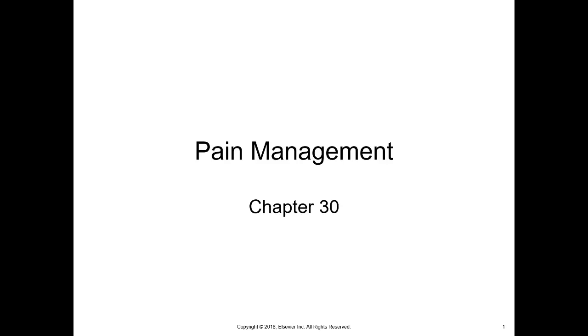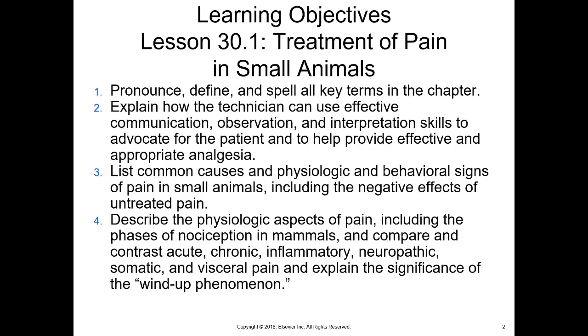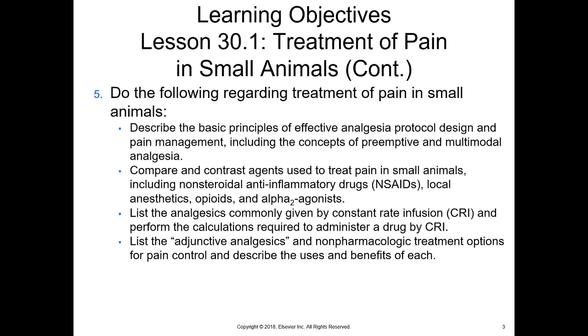This is Pain Management, Chapter 30. A lot of learning objectives in this chapter. What it comes down to, though, is how do we recognize pain in small animals or large animals, and how do we communicate that this animal is in pain in a validating way so that our doctors will work with us to provide the best care for this animal. And in order to communicate that, you need to understand it.